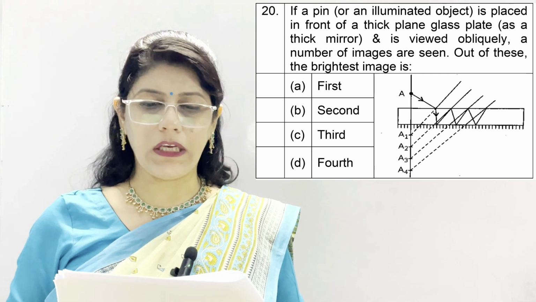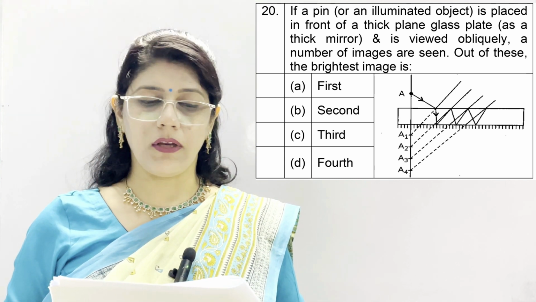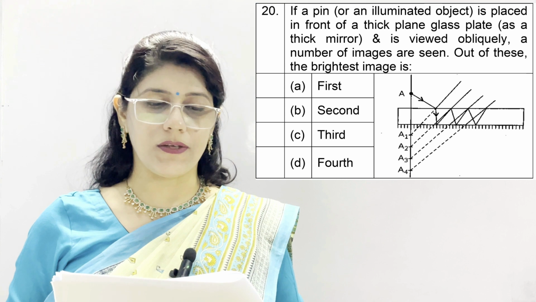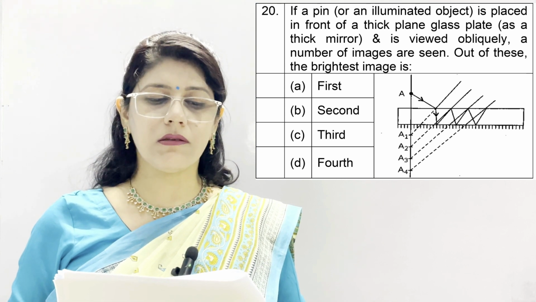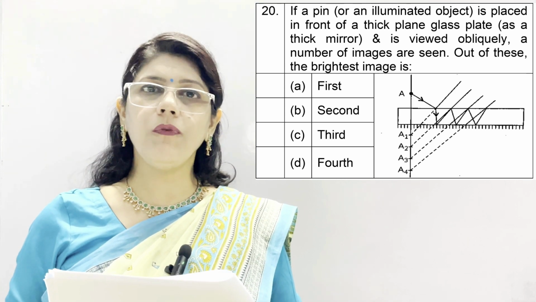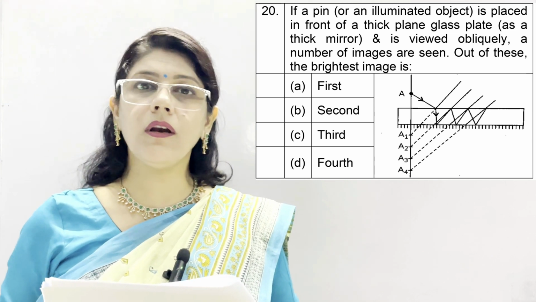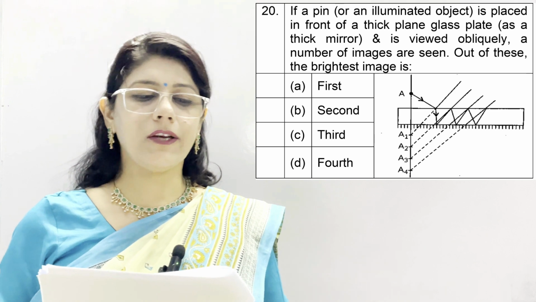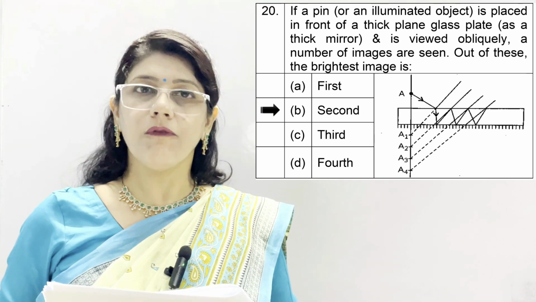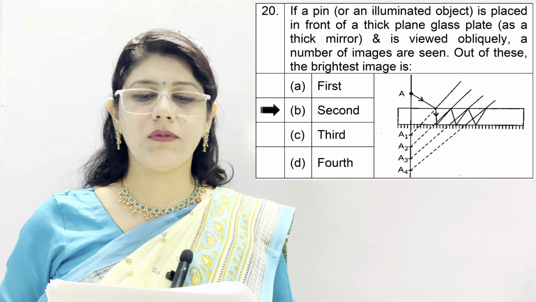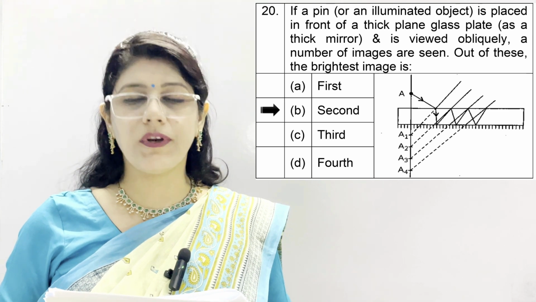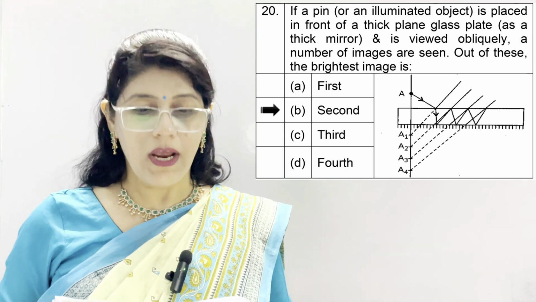In question number 20, if a pin is placed in front of a thick plane glass plate and is viewed obliquely, a number of images are seen. Out of these, the brightest image is A first, B second, C third, and D fourth. Although we know that this diagram is reduced from the syllabus for this year, still questions are there, and here the correct option is B, which is second.